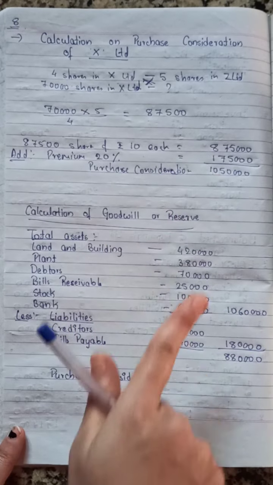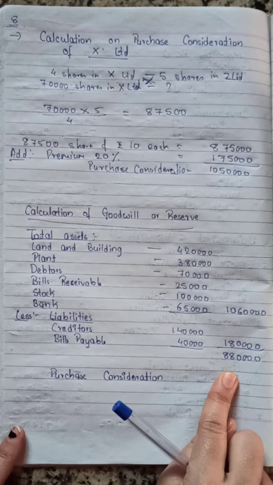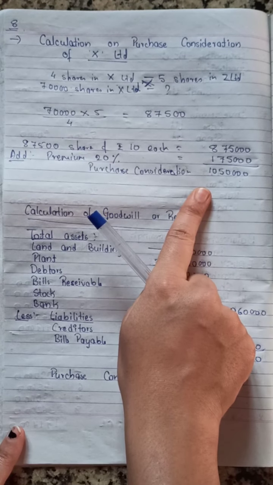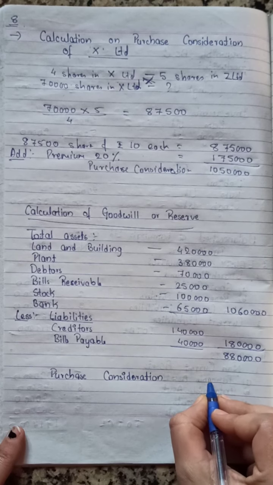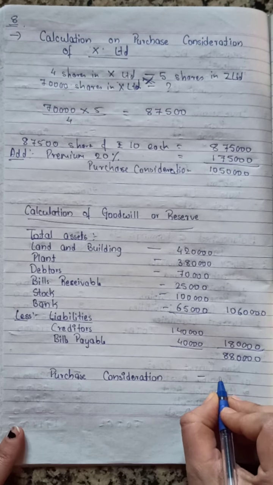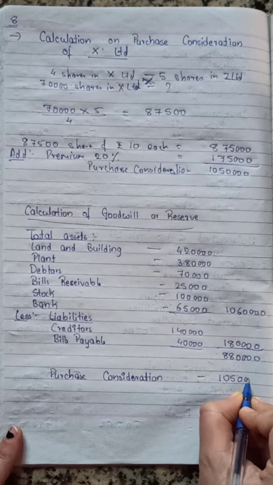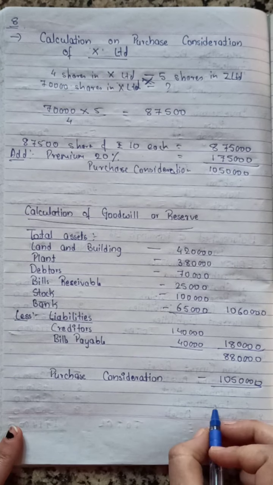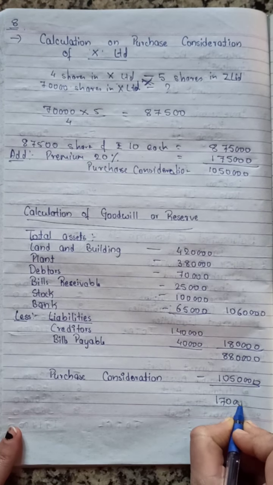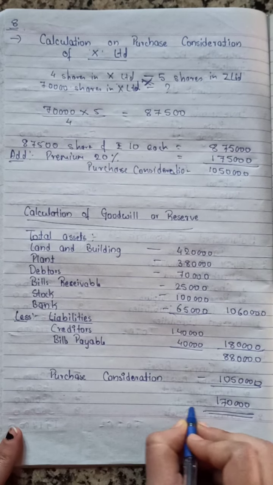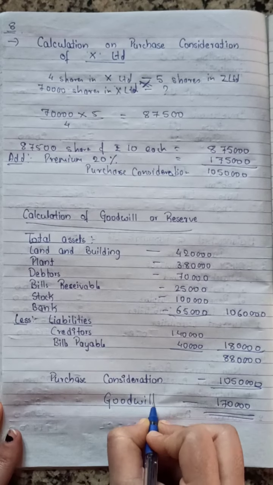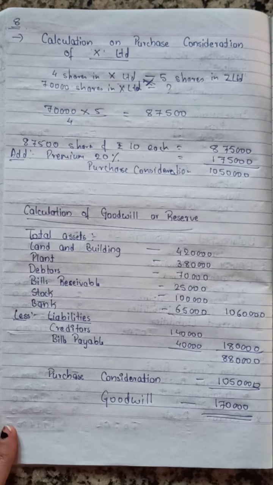So this means that the actual worth of that company was 8,80,000, but Z Limited paid X Limited 10,50,000. So the extra amount paid will be considered as goodwill. I'll deduct this amount and let you know how much is the goodwill paid by the company. So it is 1,70,000 that Z Limited has paid more to X Limited, and this will be considered as goodwill and recorded in the balance sheet under the head intangible assets.